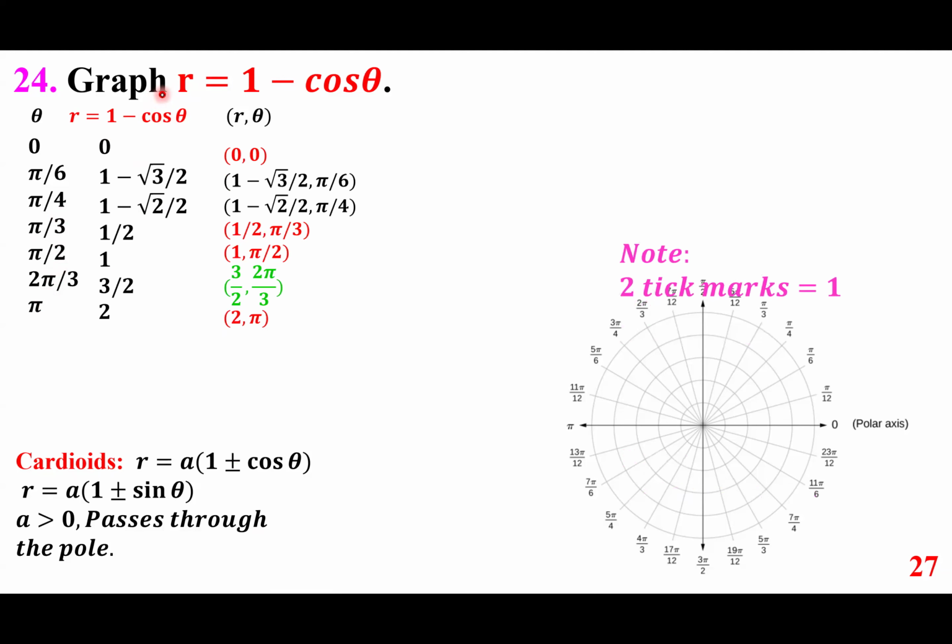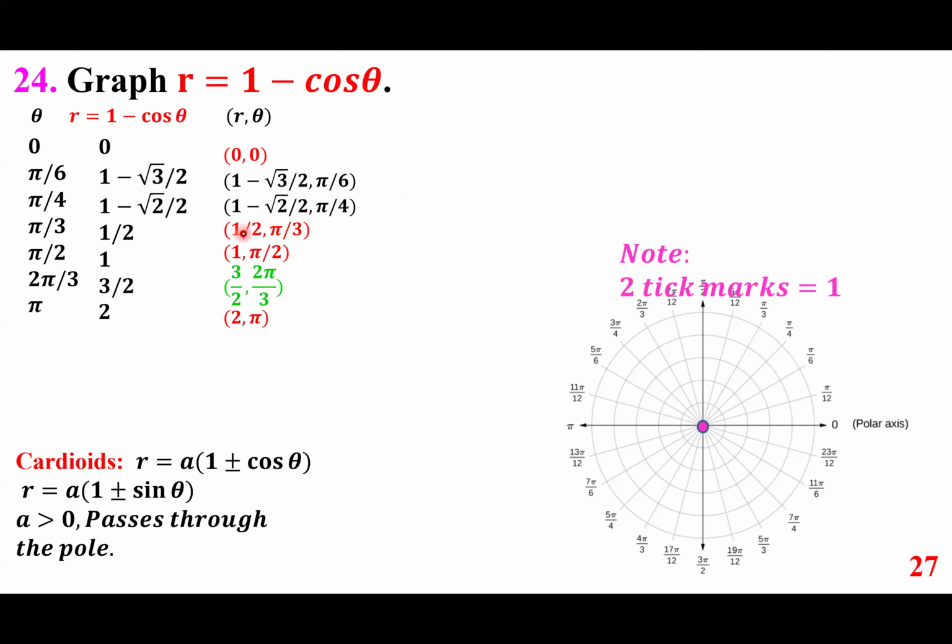For example, we're going to go with 2 tick marks to represent 1 because it's small. So 0, 0. As far as the pole is concerned, when r is 0, regardless of the value of theta, it represents the pole. After that, we go to 1 minus square root of 3 over 2, which you have to calculate as a decimal. Square root of 3 is about 1.7, 1 minus that. And so let's go with the easy ones, 1 half.